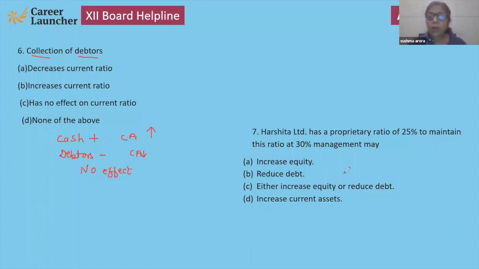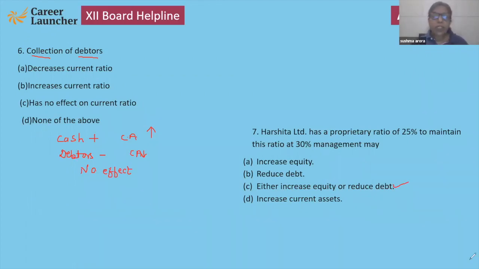Now here, Harshita Limited has a proprietary ratio of 25%. They want to increase it. So management may increase the equity or reduce the debt, either increase equity or reduce debt, both. Please note down the answers.